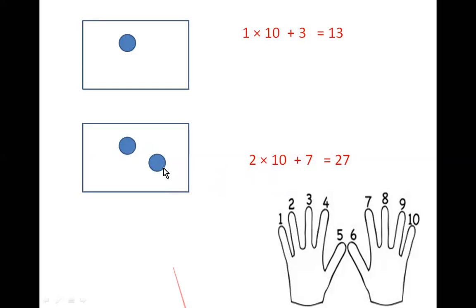So since there are 2 stones, we have used all the fingers how many times? Can you answer? It means we must have used all the fingers 2 times. All the fingers means how many fingers? 10 fingers. 2 stones, 2 times 10 fingers, plus currently you are on which finger? 7. So totally how many apples have you counted? 27. Is it clear?